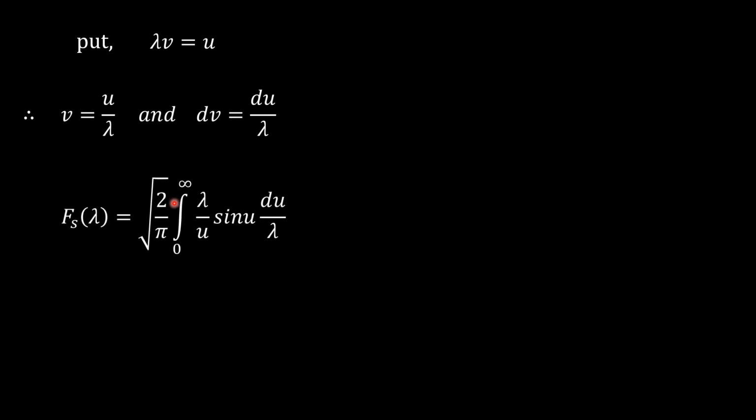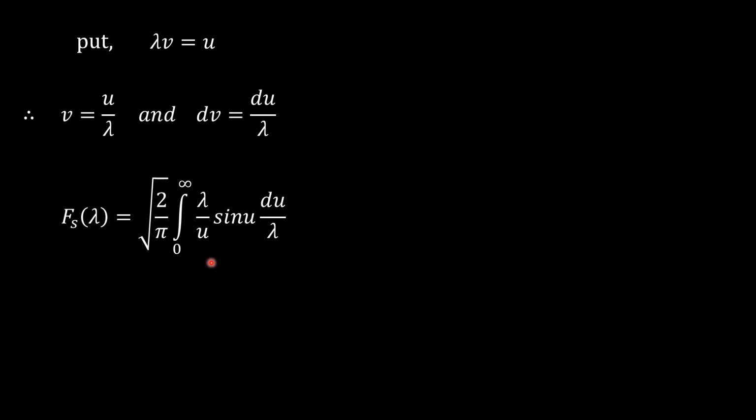For that, we will make the substitution lambda v is equal to u. Hence, v is equal to u upon lambda. So we have divided on both the sides by lambda. Differentiation will give us dv is equal to du upon lambda, and the limits will remain the same, 0 to infinity. Therefore, Fs lambda is equal to square root of 2 upon pi integration, limits are from 0 to infinity.